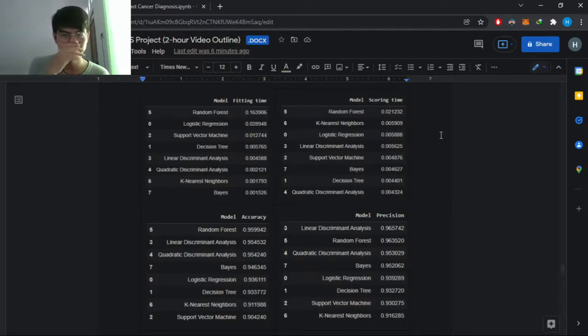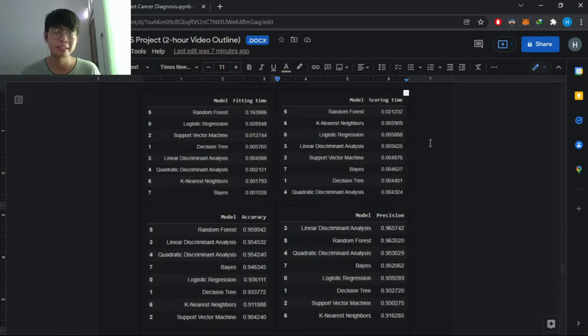But then it's a matter of performance versus quality again. And as you can see right here, for fitting time, random forest actually takes more than five times the amount it takes of the runner-up, logistic regression. And for scoring time, it is almost four times, just a bit less than four times, as much as the time it takes for KNN to do the scoring process, right?